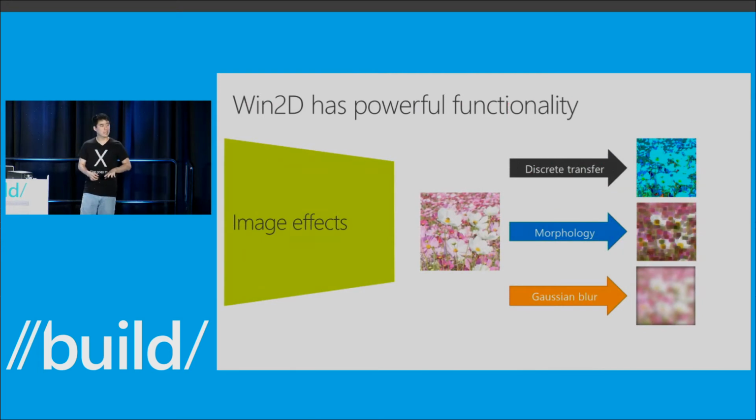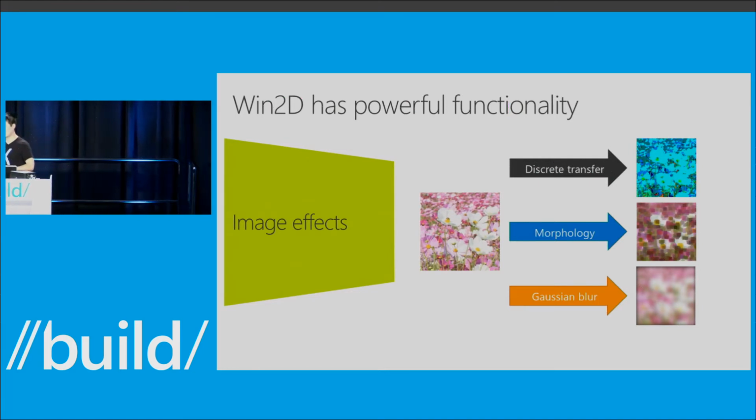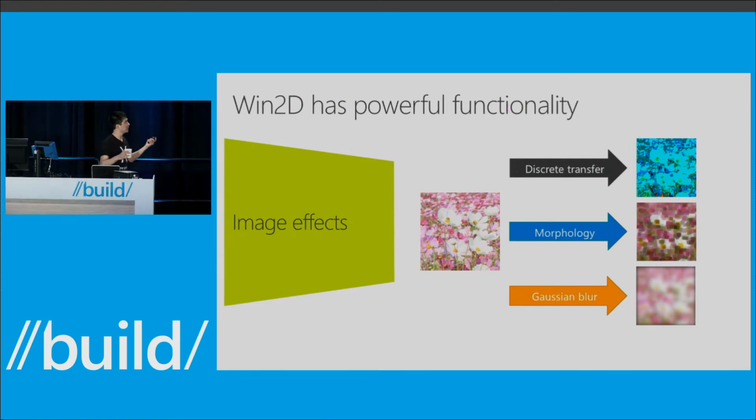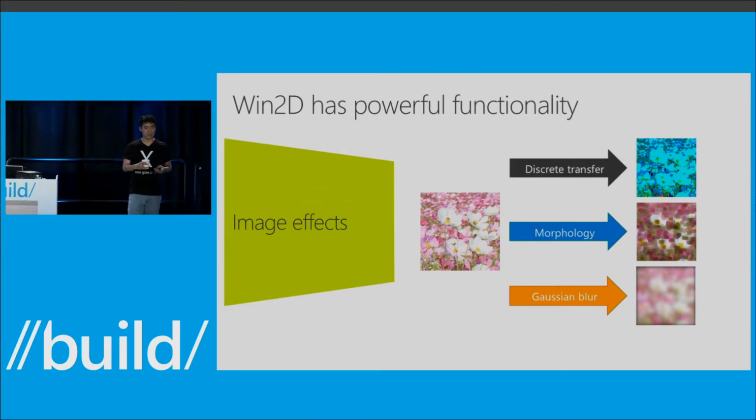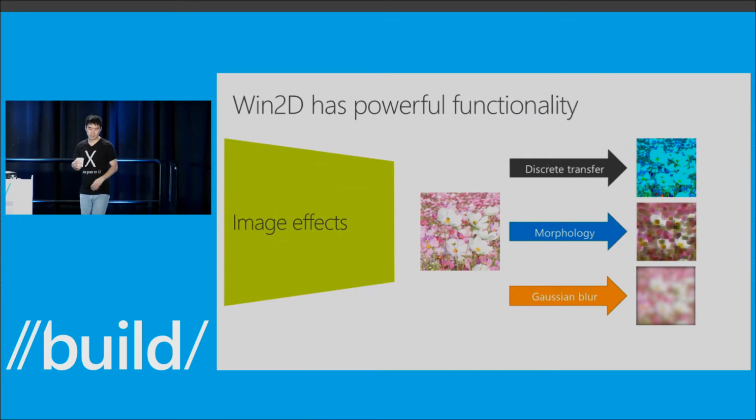I want to talk now about three specific areas in Win2D that we think are particularly cool, and that you can use to differentiate your apps on the Windows Store. The first is image effects. If you're not familiar with these, image effects are also known as filter effects, and they are a graphical transformation that you apply on pixel data. Here I have three common examples: discrete transfer, morphology, and Gaussian blur.